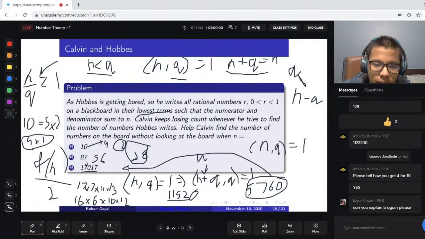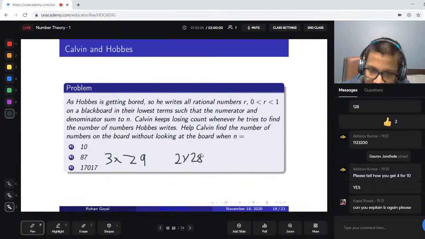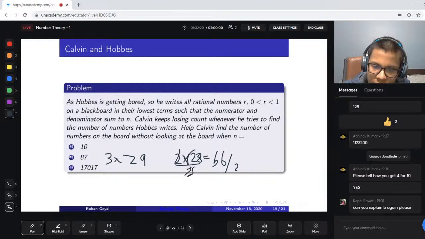Okay. See, B is 87. I'll remove all this. B is 87, which is 3 into 29. So 5 is 2 into 28, by a formula, which is 56. Half of 58 is 28. So our answer is 28.